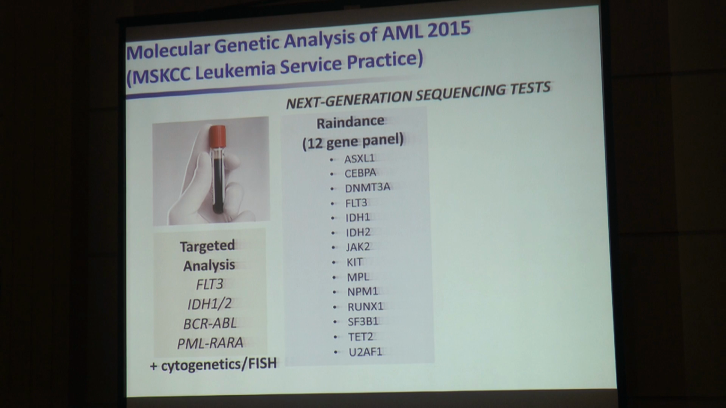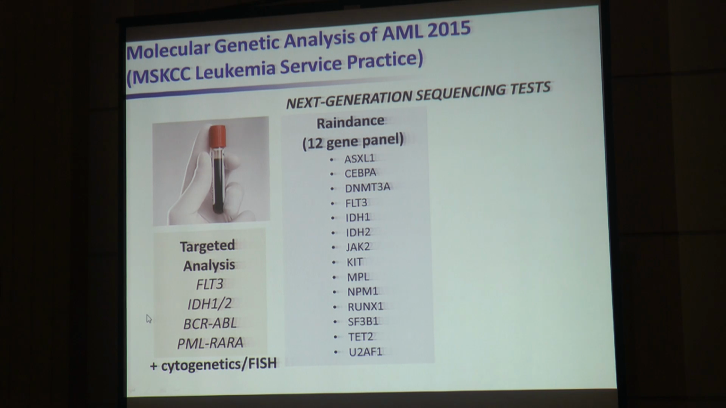So I thought I would just share with you very briefly what we do at our center. Currently at Memorial Sloan Kettering, for any patient that we have with a new diagnosis of AML or relapsed AML, we perform targeted analysis for FLT3, IDH1, IDH2, and targeted tests for BCR-ABL and PML-RARA translocations to return this test result ideally within 72 hours.